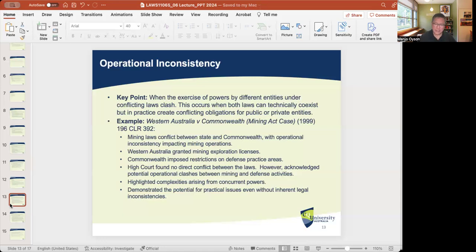One of the judges of the High Court noted that although theoretically it was possible to reconcile both laws, there was always the danger that at some point it was going to be practically impossible for a mining company to be compliant with both. But at that time, the ruling was that both laws could coexist. In other words, the Western Australian law was not necessarily in violation of or inconsistent with the federal law.